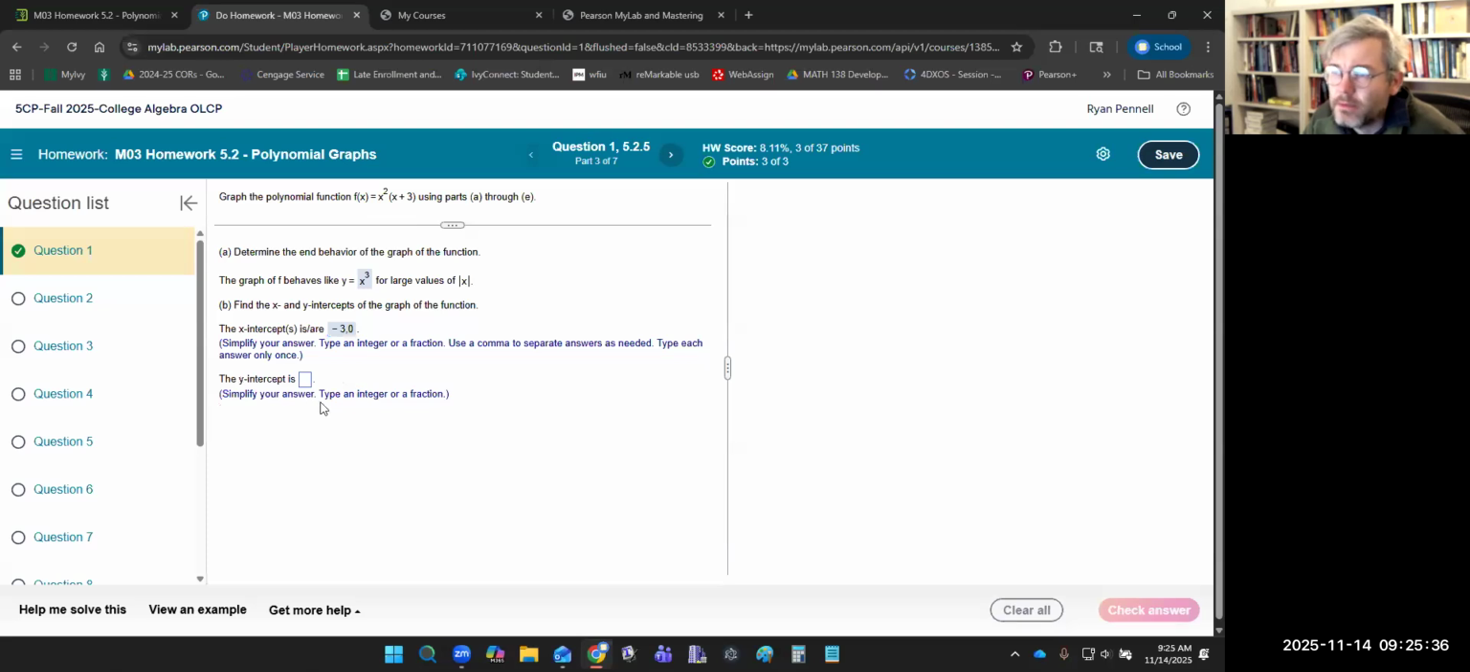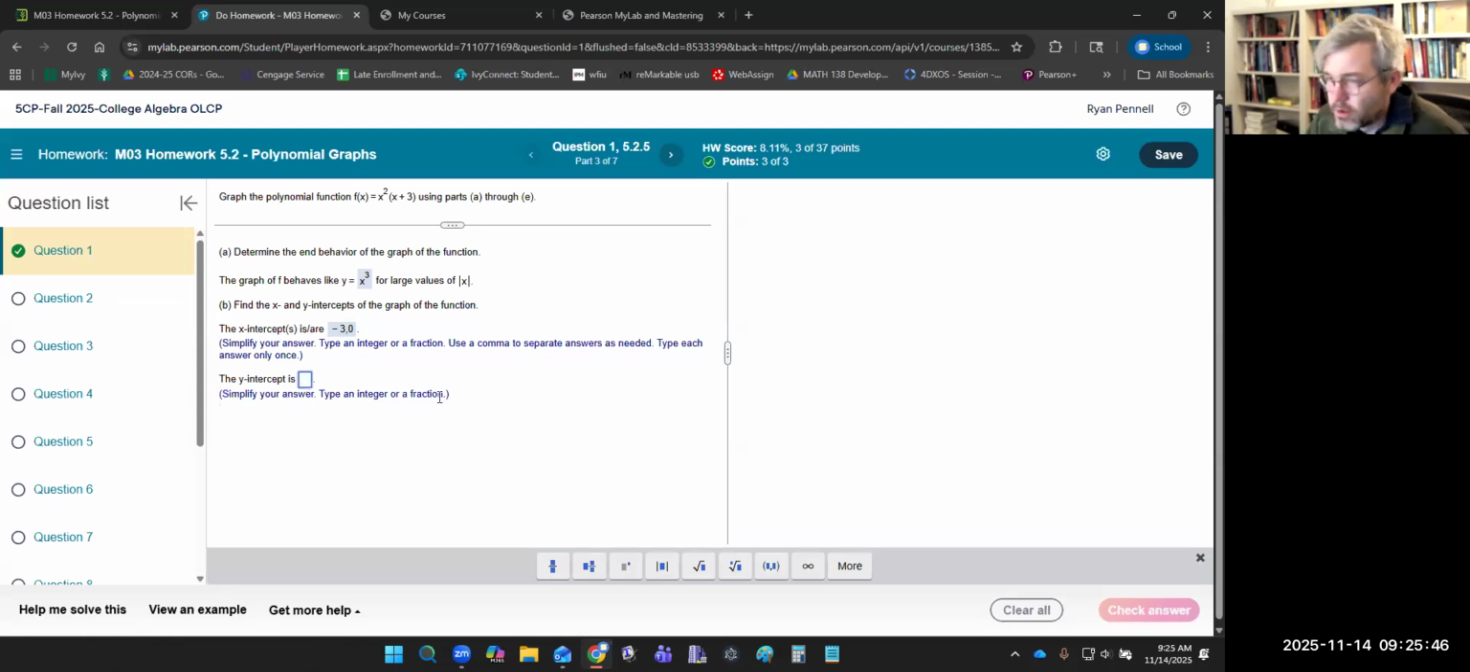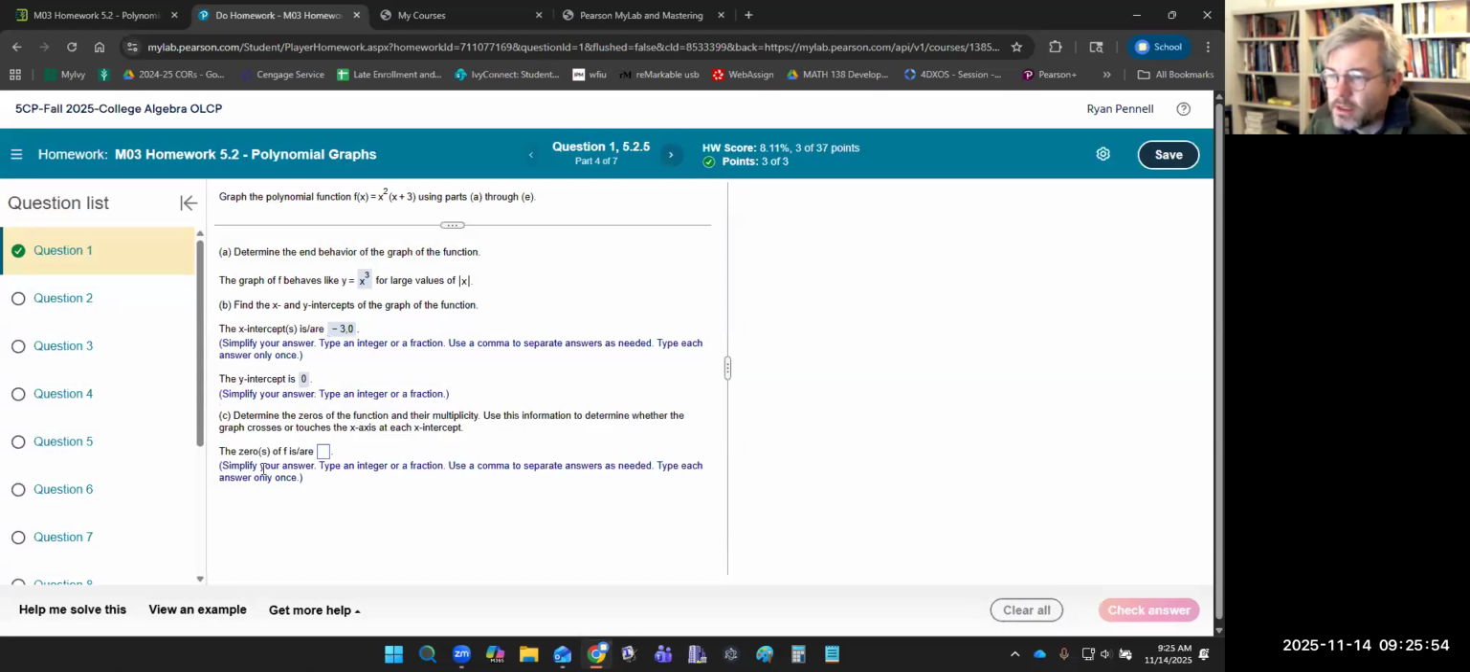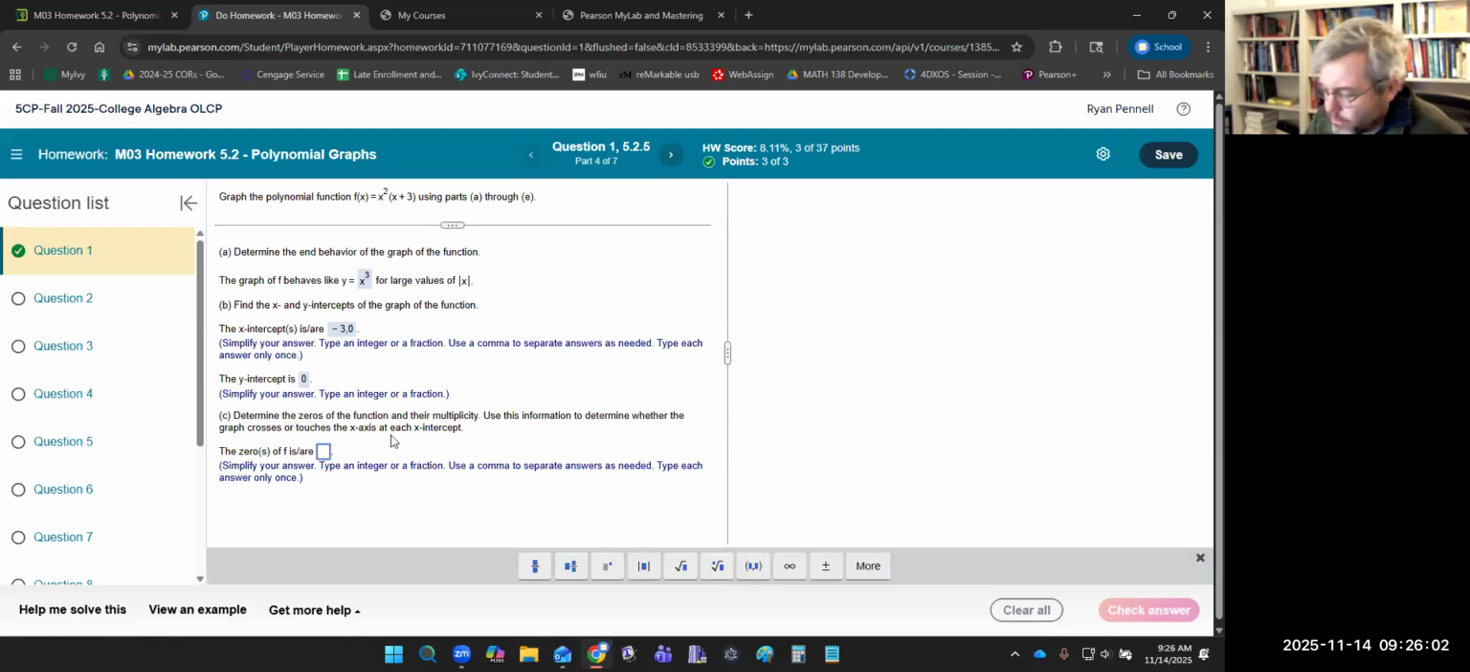All right, the y-intercept implies that x equals 0. If x equals 0, this goes to 0, this goes to 0, the whole thing goes to 0, the y-intercept is 0. I don't think it wants me to type in an ordered pair, so I'm going to try this. Okay, it wanted that. The zeros of f are... The zeros are -3 and 0.